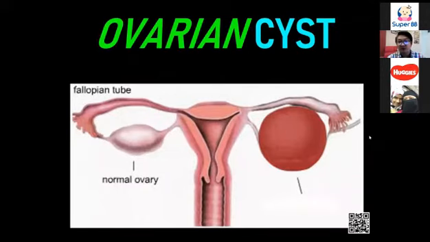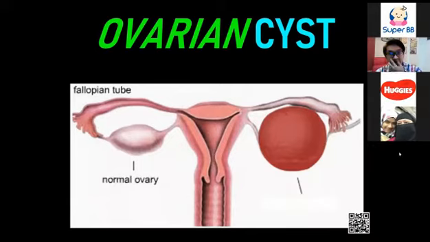First off, I'm going to talk about ovarian cysts. Before I talk about ovarian cysts, we talk about the ovary, okay? So this is the female genital tract. Below here, this is the vagina. And this is the womb or the uterus. From here, we can see small hand-like features. This is called the fallopian tubes. And this is the ovary.